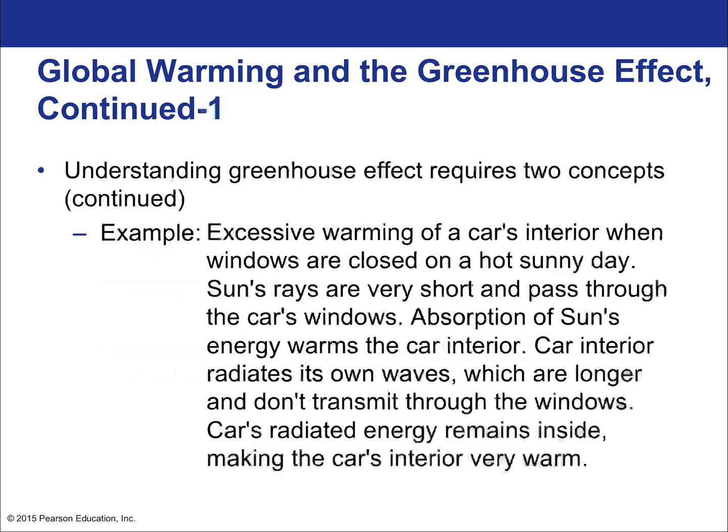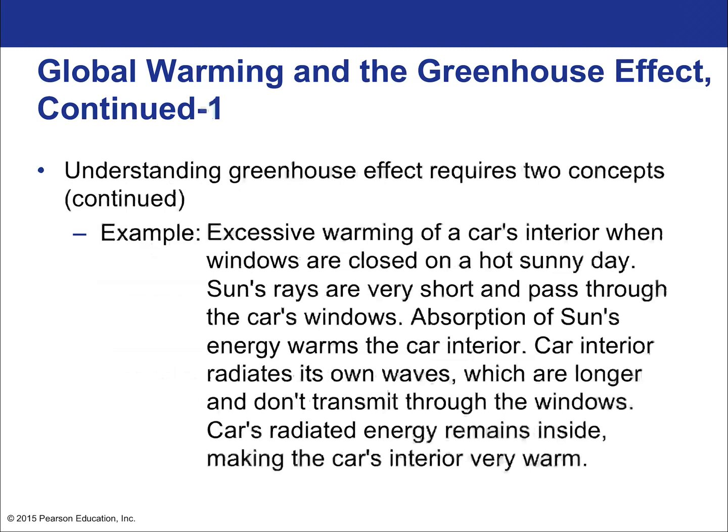Take the excessive warming of a car's interior when the windows are closed on a hot sunny day. The sun's rays, which are very short wavelength, pass through the car's windows. The absorption of the sun's energy warms up the car interior. The seat, the dashboard, they all start emitting that longer wavelength infrared. The car interior radiates its own waves, which are longer, but they don't transmit through the windows. The car's radiated energy remains inside, making the car interior very warm, much warmer than the outside air.